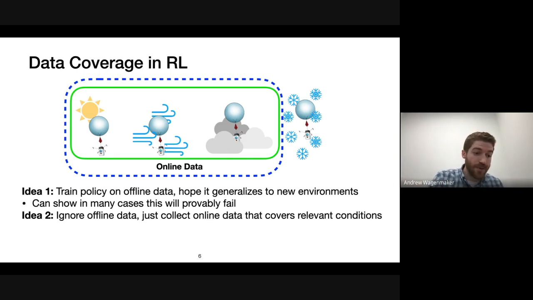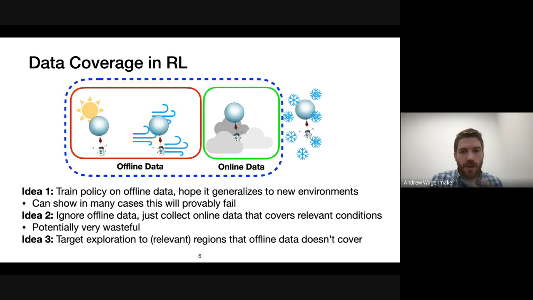And this would sort of be what standard online RL algorithms do. And this is not really great either, obviously, because we already have data coverage in half the space. So the focus of this work is really thinking about how we can precisely augment the coverage of the offline data.